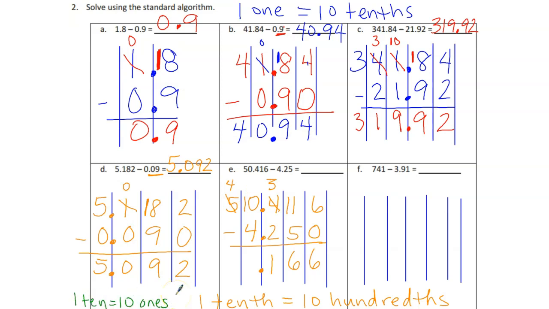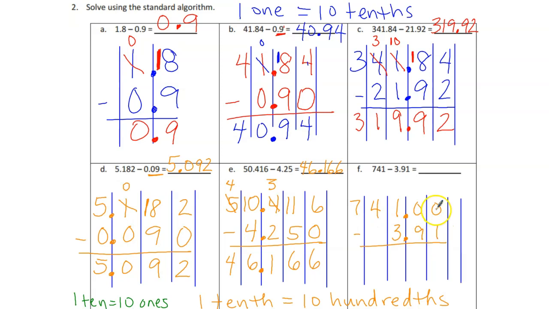Right? So now I have 10 ones minus 4 ones, and I know that that's going to be 6 ones. Then I have 4 tens minus 0 tens is 4 tens. So I have 46 and 166 thousandths.